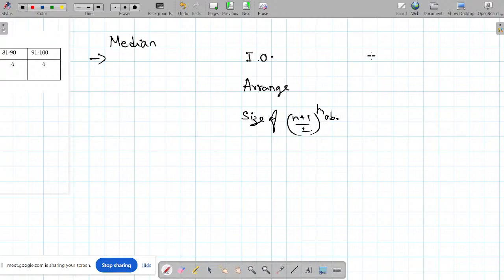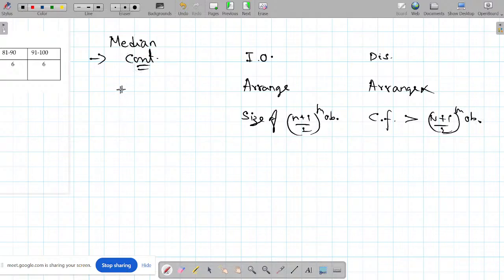In the case of discrete, actually we have to arrange, but arrangement is not necessary because it will already be tabulated in arranged format. So in the first step we have to arrange it, but not necessary here. Then instead of size of, we'll take CF greater than capital N plus 1 by 2th observation. Similarly in the case of continuous, first step we have to arrange, but it will already be given in arranged format. It's a default problem.